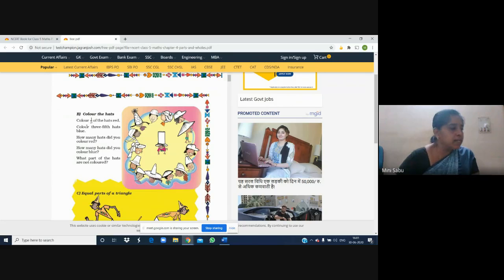Color 1/3 of the hats red. Total how many hats are there? 15 children are there. All are having a hat, one hat each. So how many hats are there? 15 hats are there. Color 1/3 of the hats red. That means how much is 1/3 of 15? 15 hats. 1/3 of 15 hats is 5 hats.